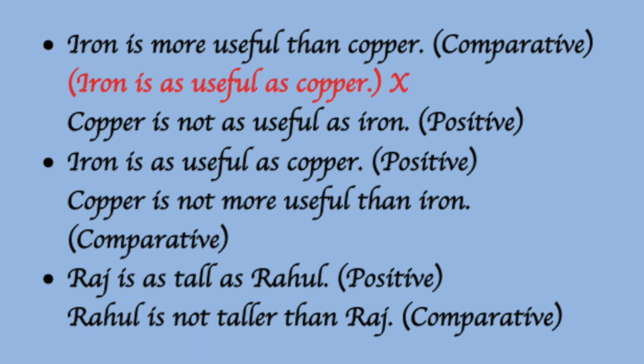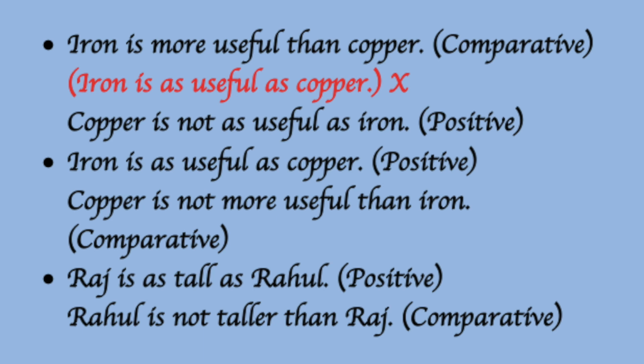Then children, it's possible to change the degree of comparison of an adjective in a sentence without changing the meaning of the sentence. See the example. Iron is more useful than copper. We know it's comparative degree because of more plus adjective. So let's change this into positive degree. When we change this sentence into positive degree, we have to use as plus adjective plus as. What is the adjective in the sentence? Useful. See this sentence: iron is as useful as copper. Here we use a positive degree, as plus adjective plus as, as useful as.